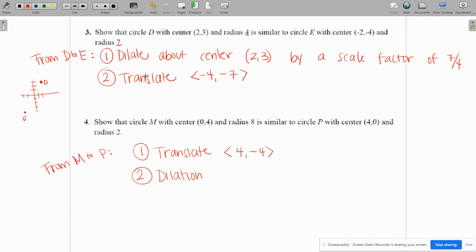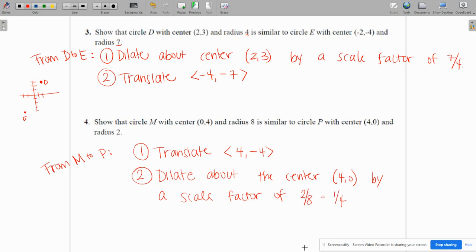So dilate, whoops, we want to say dilate, not dilation. So we're going to dilate about the center where P is, which is 4, 0, by a scale factor of, well, new over old. If P is the second one, so P has a radius of 2, over old, which is a radius of 8, so 2 over 8, that's going to be a dilation of 1/4.